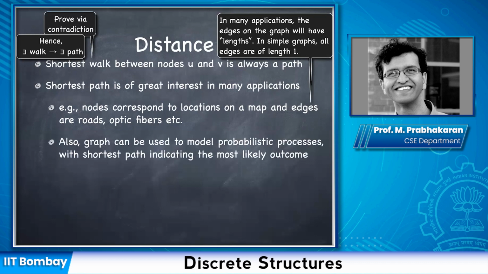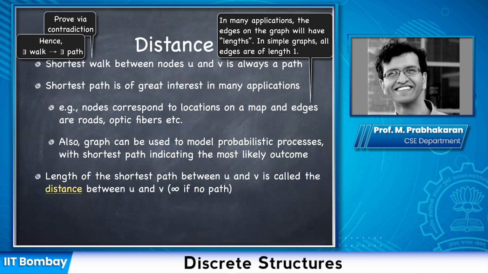Now the shortest distance would be the quantity of interest in the map navigation problem, the routing problem, communication, but also in some other problems where you're using a graph to model a probabilistic process. And it would be the shortest path that corresponds to the most likely outcome of this process. And this would be of interest in many AI applications.